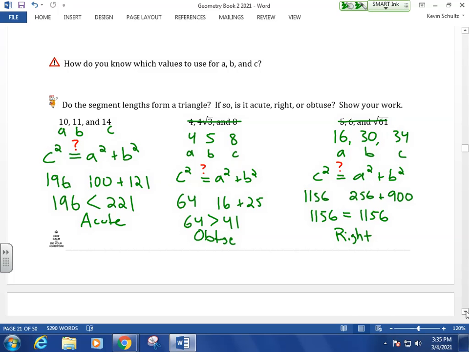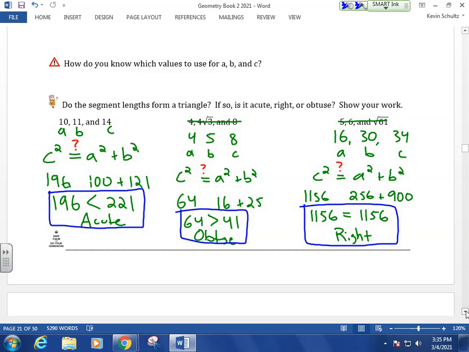So we have an example of each type here, where C squared is less than the sum of A squared and B squared, meaning the triangle is acute. C squared is greater than A squared plus B squared, meaning the triangle is obtuse. C squared is equal to A squared plus B squared, which means the triangle is a right triangle. One example of each situation.